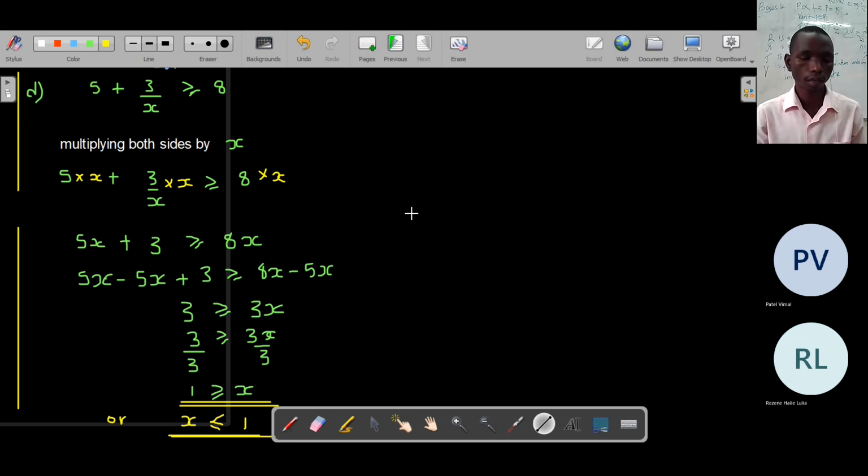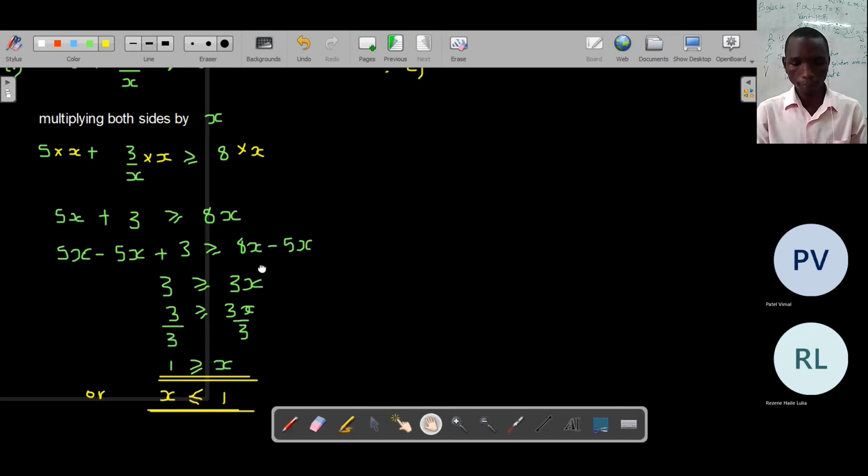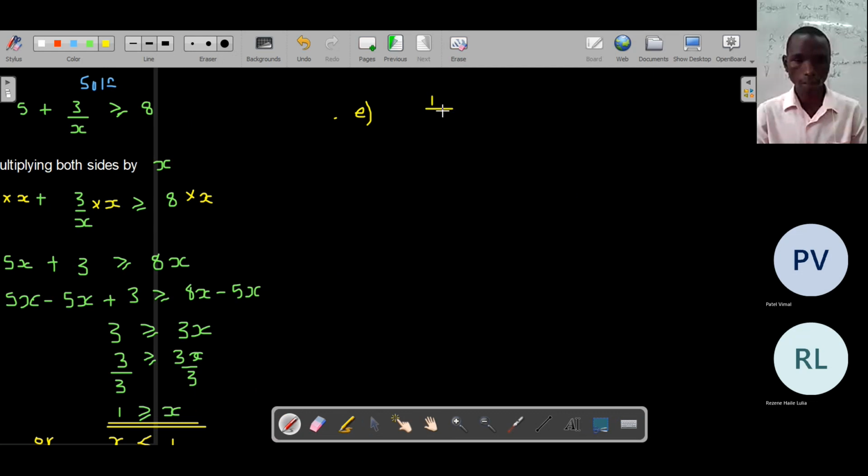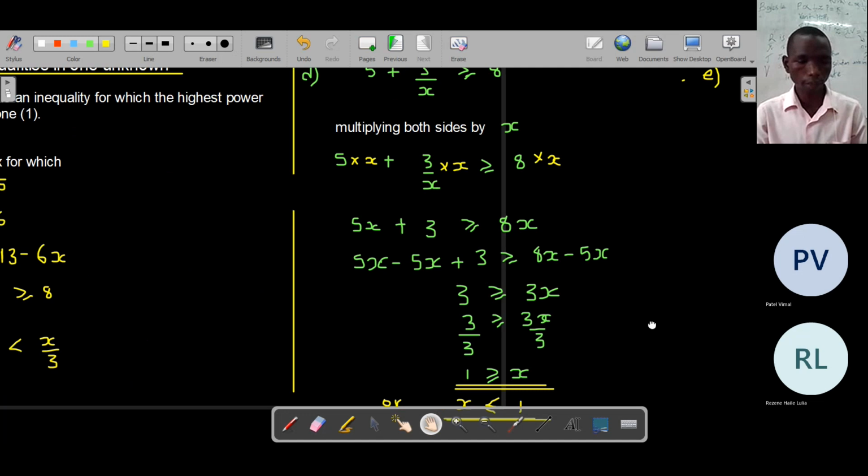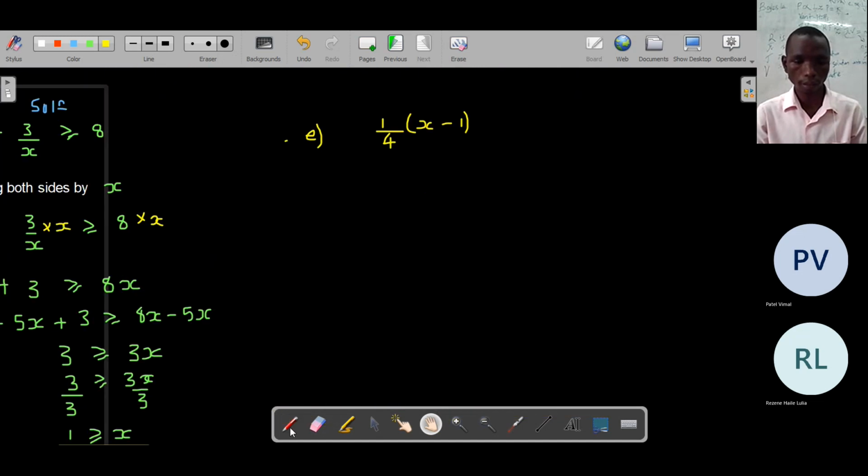So that is D. Let us look at E finally. The time is not on our side. So E we are having 1/4 of x minus 1 being less than x over 3.